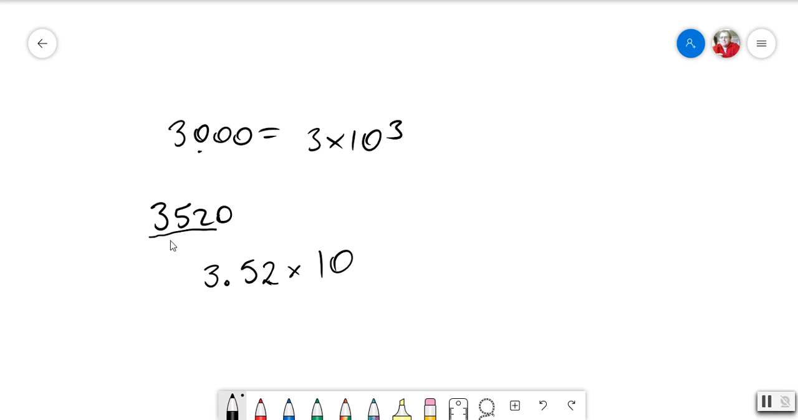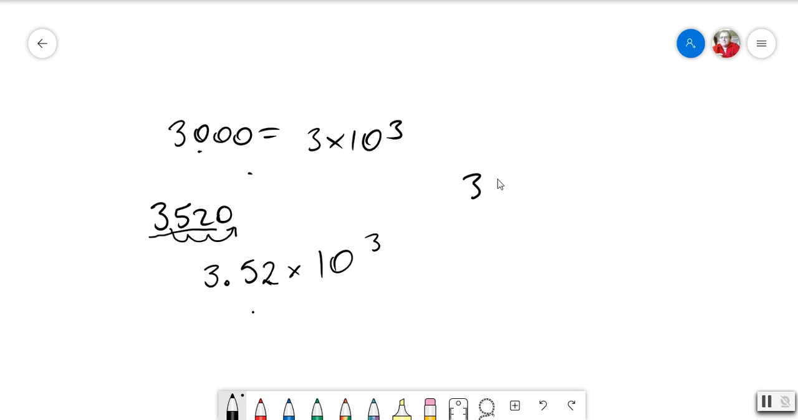Now, instead of counting zeros, you count places. Always start after that first digit. 1, 2, 3. And as you would expect, you're dealing with thousands in both of these cases. You get it times 10 to the 3.